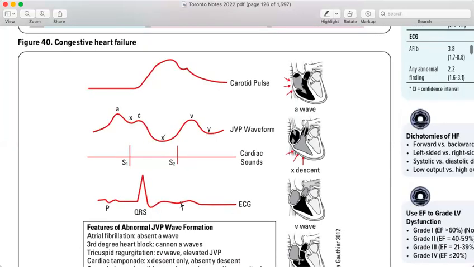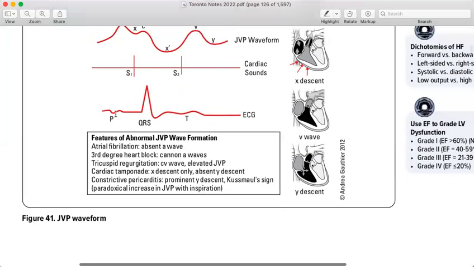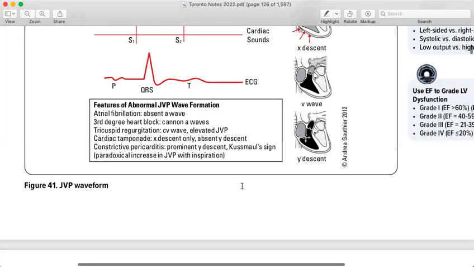Okay. So just a little bit of ECG. If you could remember, the P wave will be inverted. Atrial fibrillation. So what happens is the abnormal JVP function, if you can remember, it's good to go. If you cannot, just remember the differential diagnoses like atrial fibrillation, third degree heart block, tricuspid regurgitation, cardiac tamponade, and Kussmaul breathing or Kussmaul sign.